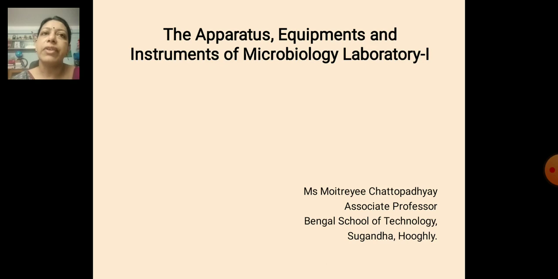For example, if we consider the glass apparatus like the conical flask, the beaker, the measuring cylinder, the pipettes, and the glass rods, these are the common apparatus that are used in all laboratories. But apart from this, there are certain specific equipments in the laboratory of microbiology.